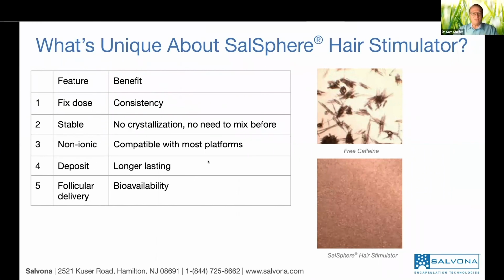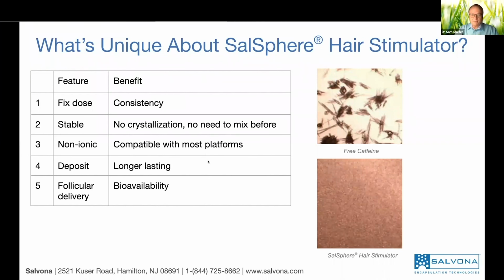First of all, it's a fixed dose. There is no variation. All the batches have the same level of the 4 ingredients that we're talking about. So we basically provide consistency of formulation. Then it's a stable formula. There is no crystallization. I didn't talk about the fact that caffeine at a higher concentration tends to crystallize. You see in the picture on the top. But when you take the same concentration of caffeine and put it in SalSphere, now you have a SalSphere suspension. You don't see the crystals.